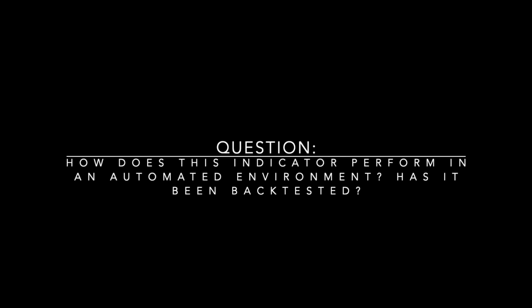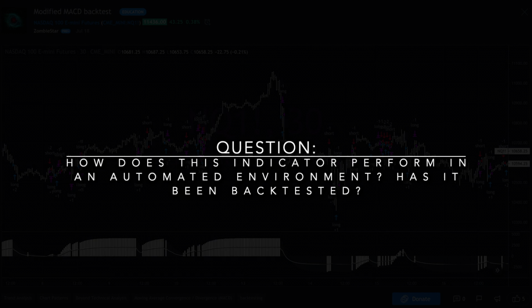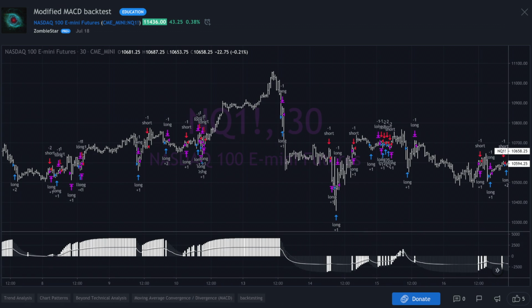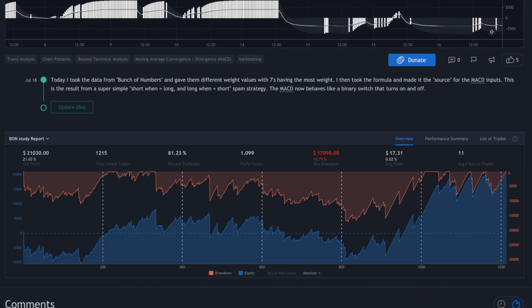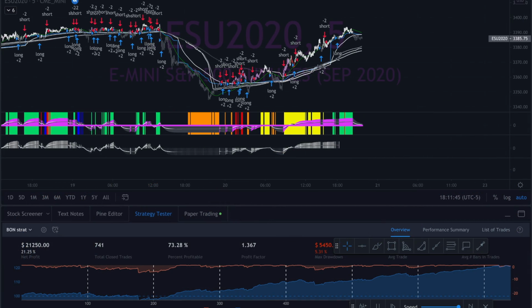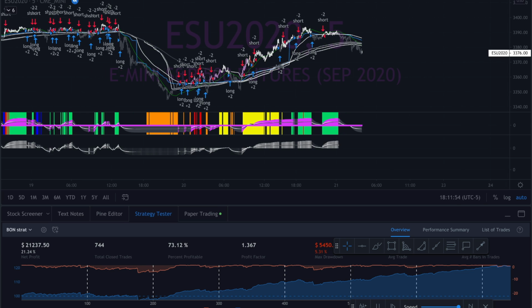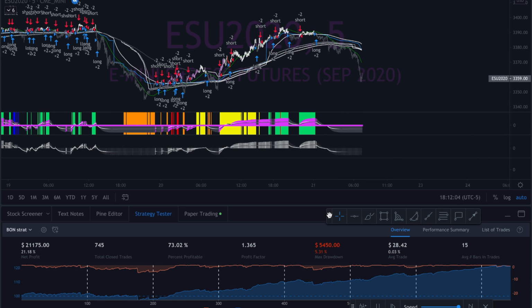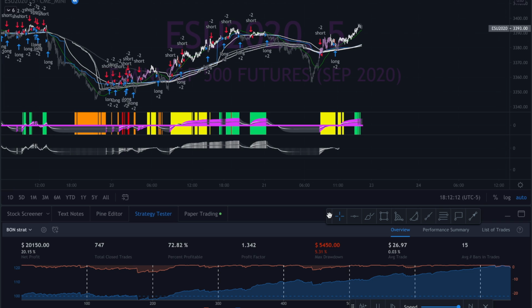Question: how does this indicator perform in an automated environment? Has it been backtested? The earliest version of FMALHOT-B was tested in July 2020 called Modified MACD. The simplest strategy using this indicator is signal line MACD crossover. The percent profitable fluctuates between 70 and 80%, and even to this day, it remains a stable 70% on intraday time frames. The strategy outlined in this video with orange candles uses the same indicator but remains untested because the parameters of this strategy are beyond my coding ability.